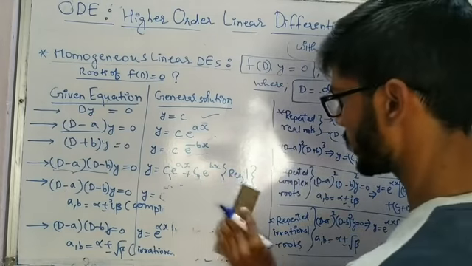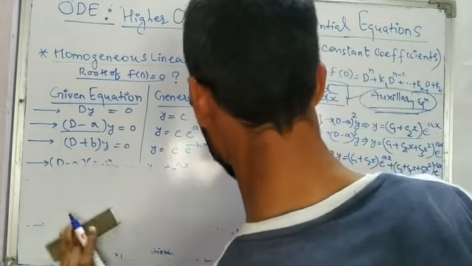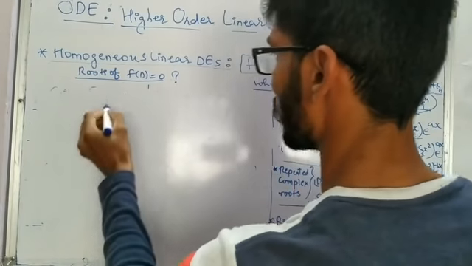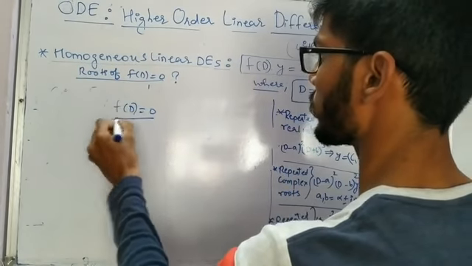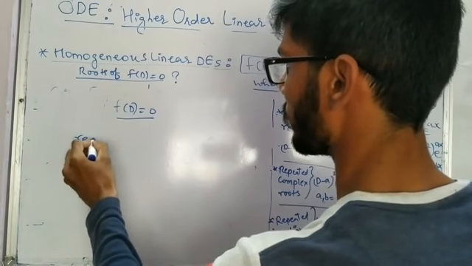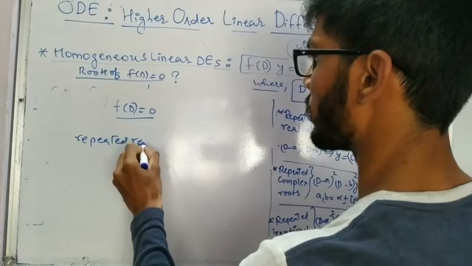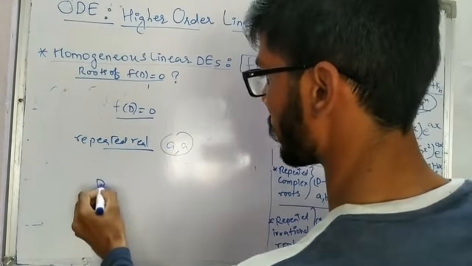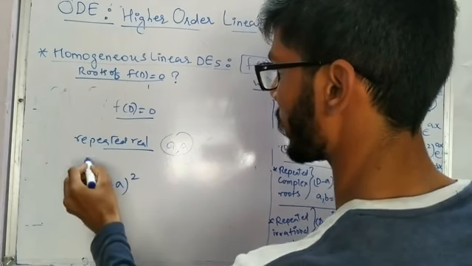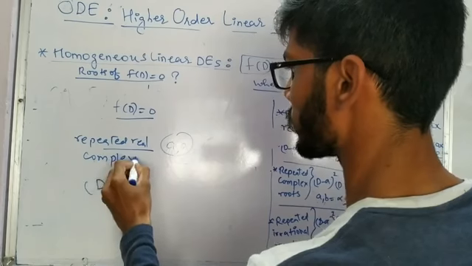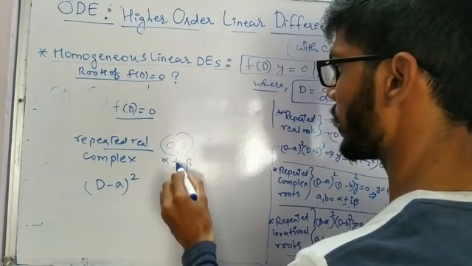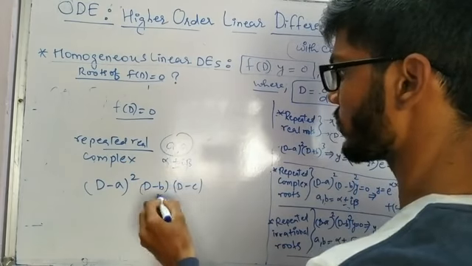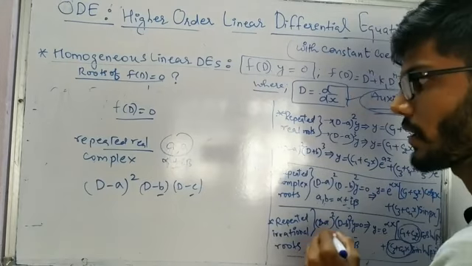So let us say we have real roots and complex roots together. So we have our auxiliary equation f of D is equal to 0, right? So I am taking repeated real roots as a and a. So we are going to get the term as D minus a whole square. And then now I will take complex roots like alpha plus minus iota beta. So D minus b and D minus c. So b is alpha plus iota beta, c is alpha minus iota beta.